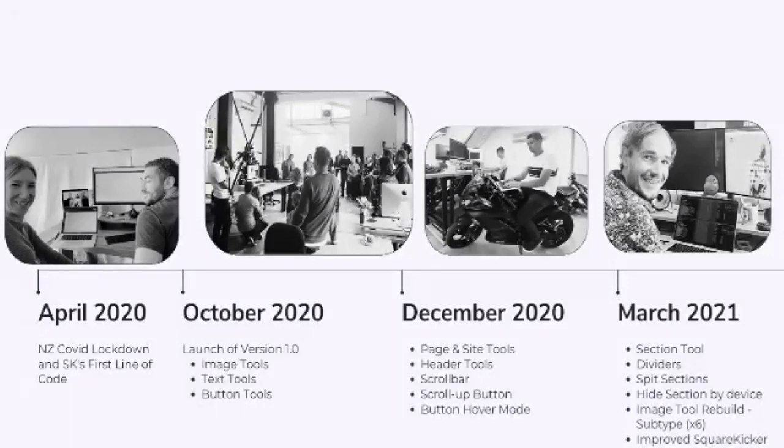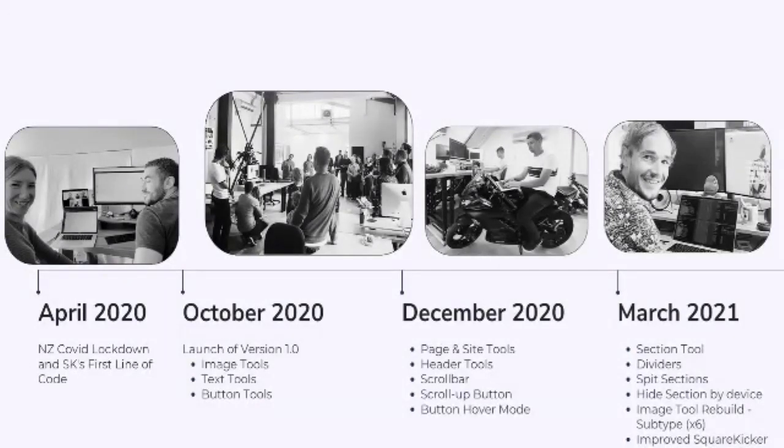So that we released just with image tools, text, and button tools. December, we had a few new exciting upgrades. We released page and site tools. Within that, we had some header tools, giving you the ability to change the color of your logo on a site or any individual page, a scroll up bar, and even that famous scroll up button that we see on almost all your sites. People really enjoy that button, as well as the button hover mode.